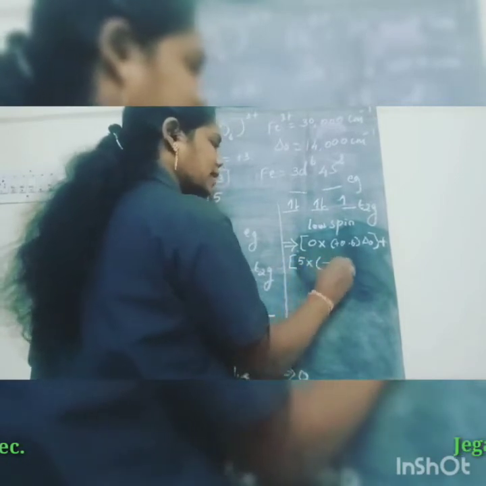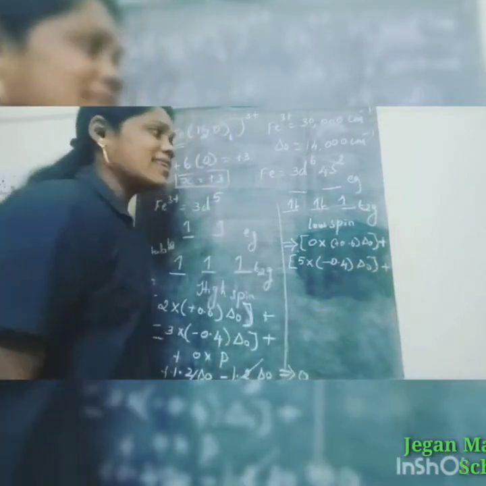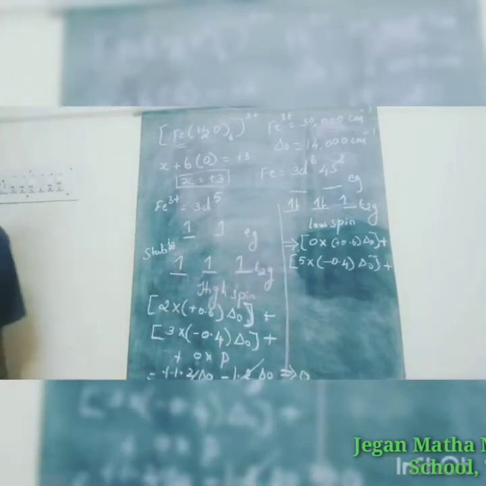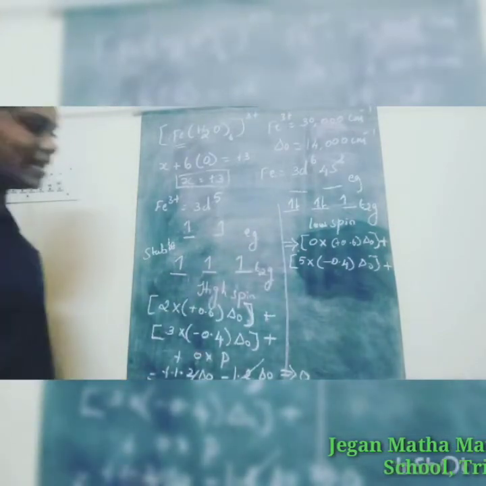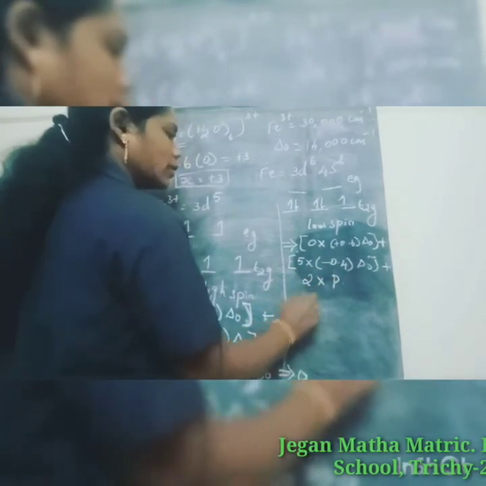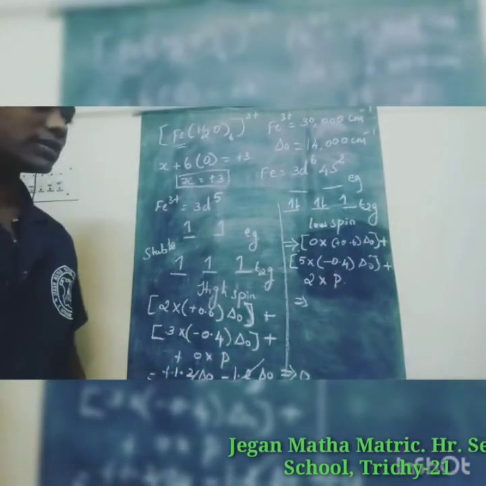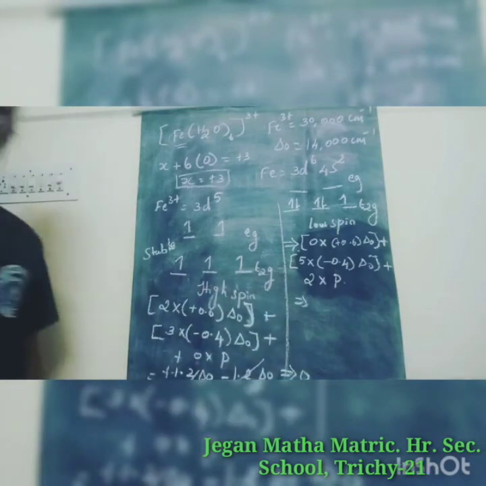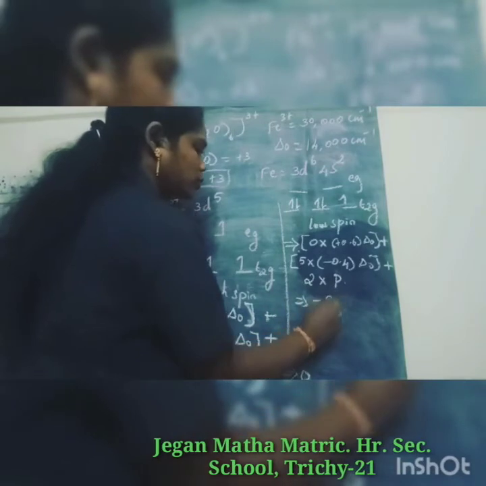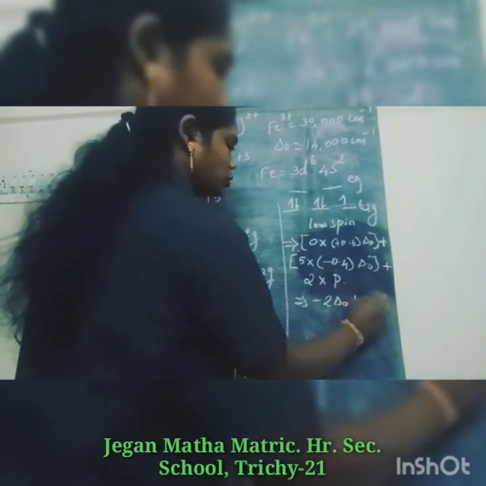the value is minus 0.4 Δ octahedral, plus, is a paired electron present or not? Totally 2 paired electrons are present here, so 2 into pairing energy. So here 0 into 0.6 Δ octahedral means the value is 0 only. 5 into minus 0.4 Δ octahedral value is minus 2 Δ octahedral, plus 2 into pairing energy, so 2P.